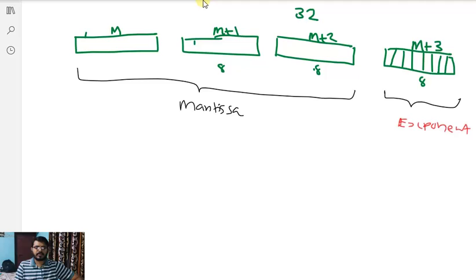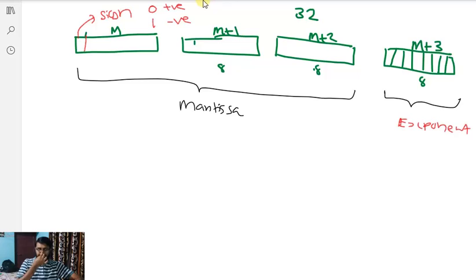Now out of these 24 bits, the first bit we reserve for the sign bit of the number. So this represents the sign bit of the number. That means if the number is positive, then the sign bit will be 0. If the number is negative, then the sign bit will be 1. Okay, so I think that idea is clear.